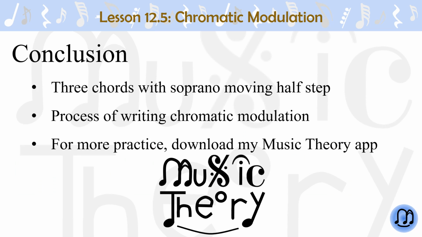Conclusion. In this lesson, we learned that a chromatic modulation has 3 chords with the soprano moving a half step in the same direction between each of the 3 chords. We also learned the process of writing a chromatic modulation.